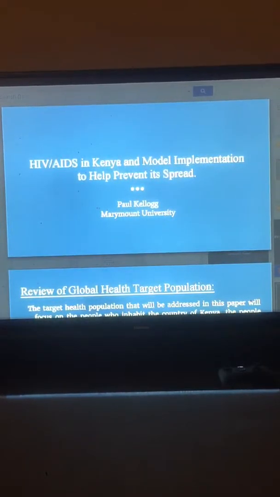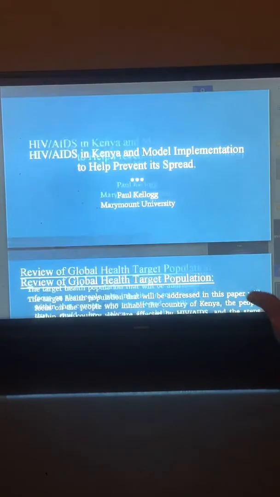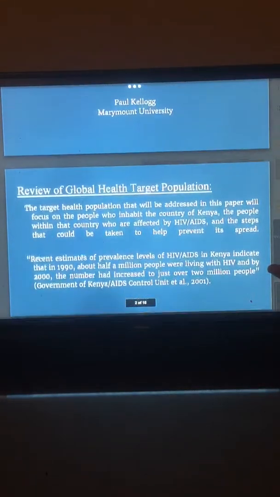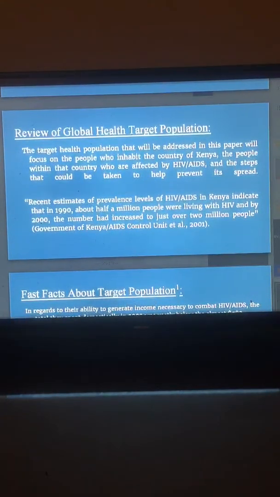Paul Kellogg here. Research topic: HIV/AIDS in Kenya and model implementation to help prevent its spread. I'll be doing my presentation now over the things that I outlined in my research paper regarding this topic here. And we'll go ahead and we'll start with the review of my global health target population.